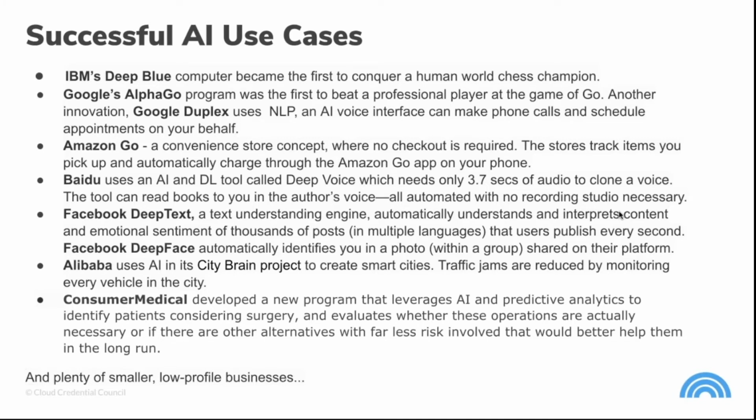So let us consider some examples of successful or amazing use cases achieved through the use of AI. IBM has been at the forefront of AI for years. In fact, in 1997, almost 24 years ago, IBM's Deep Blue computer became the first to conquer a human world chess champion. Who does not remember Google's AlphaGo program, which was the first to beat a professional player at the game of Go?